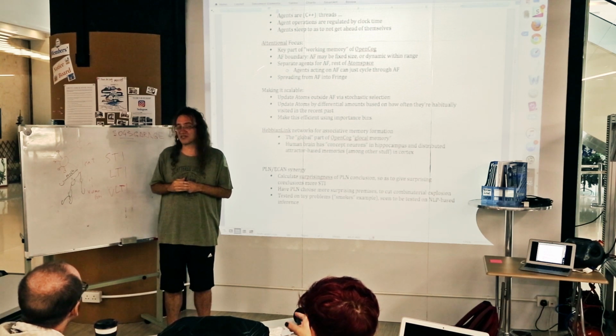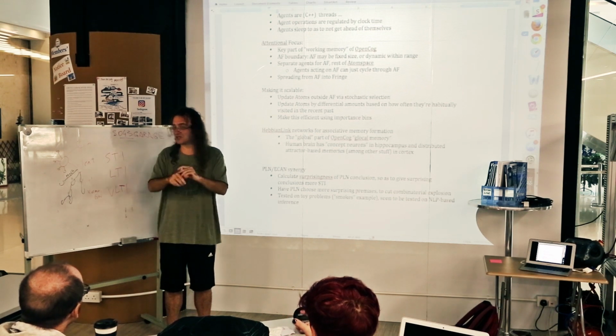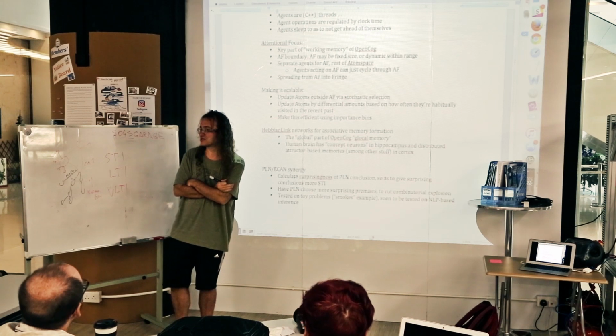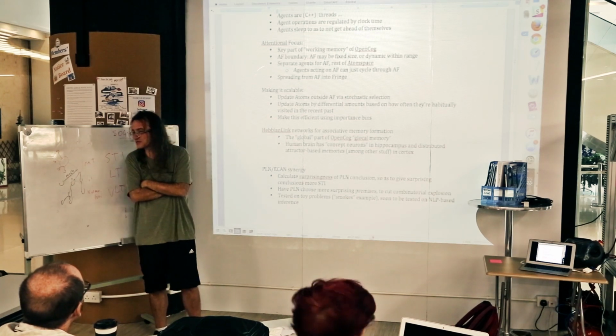And if you just do PLN without ECAN, then it takes forever because it's just searching the whole atom space for its premises instead of having any way to bias what premises it should choose.